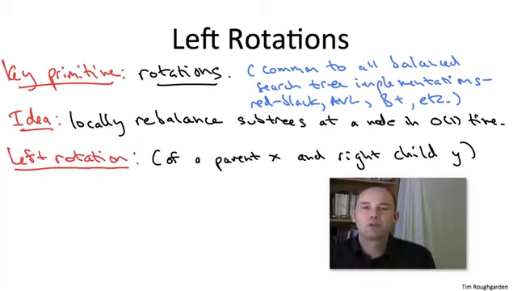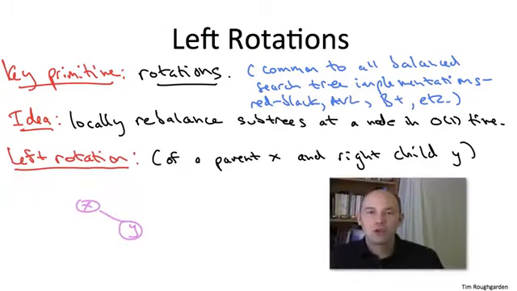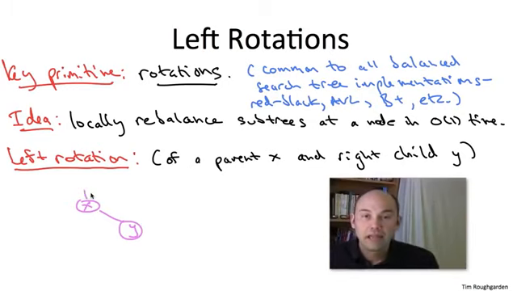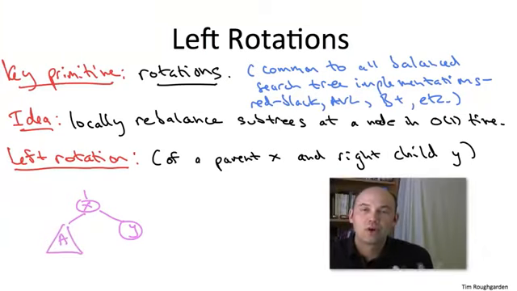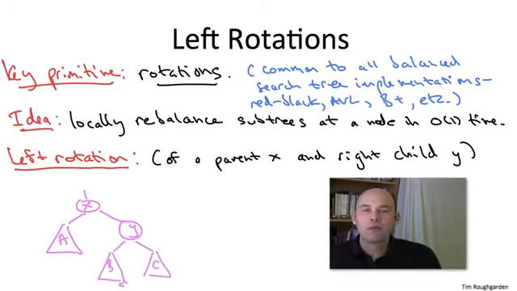So what's the generic picture look like when you have a node X in a search tree and it has some right child Y? Well, X in general might have some parent. X might also have some left subtree. Let's call that left subtree of X capital A. It could, of course, be empty. And then Y has its two subtrees. Let's call the left subtree of Y B and the right subtree C. It's going to be very important that rotations preserve the search tree property.